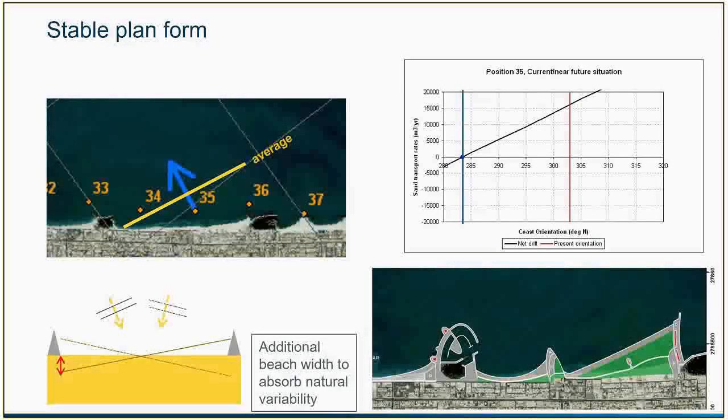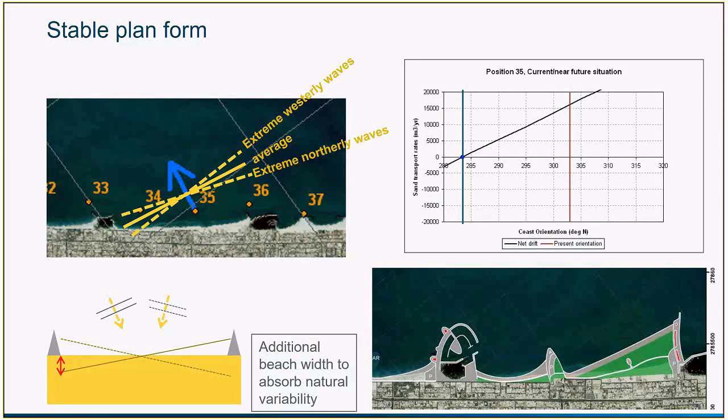Of course, the waves are not always coming from the average direction, so we have some variations during the year and from season to season. So we will have some extreme westerly waves that will arise, which will tend to turn the beach counterclockwise in this case, and some extreme northerly waves which will tend to turn the beach in the other direction. So that's why we have to add some additional beach width in order to absorb this natural variability. And all this can be assessed by using the Q alpha curves for a specific stretch of beach.